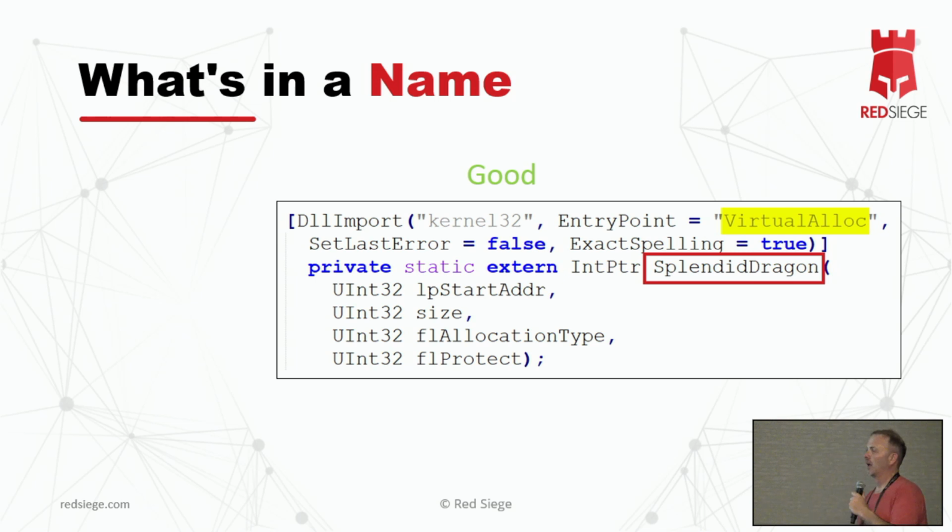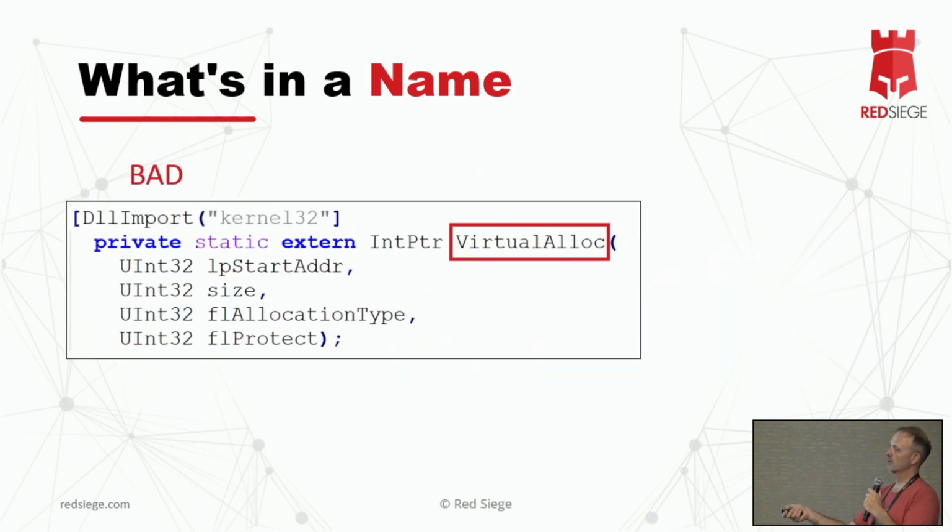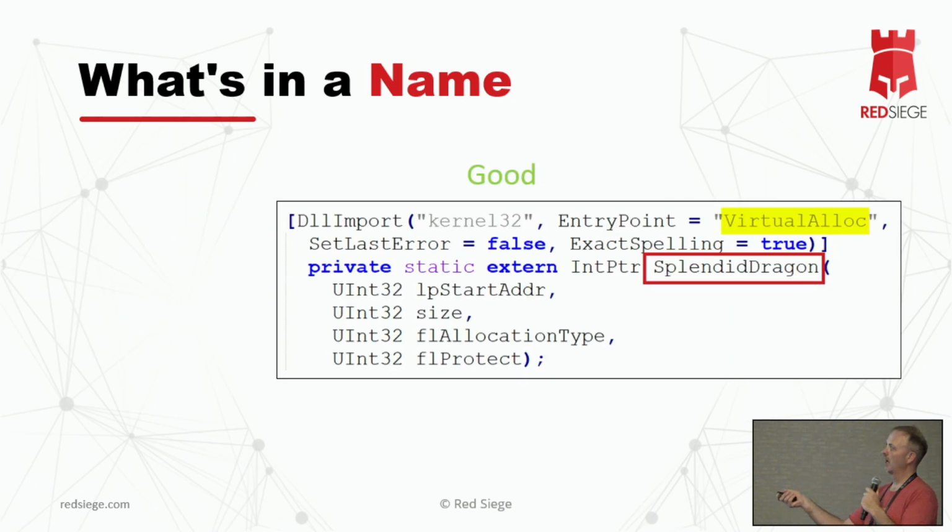But there are some options to VirtualAlloc. We can do things like SetLastError, exact spelling, but the key part is this point right here. I'm saying DLL import from kernel32, but instead of just calling it good, I'm saying I'm using the entry point VirtualAlloc. SetLastError, exact spelling is true. And then the rest of this is the same except for this part here.